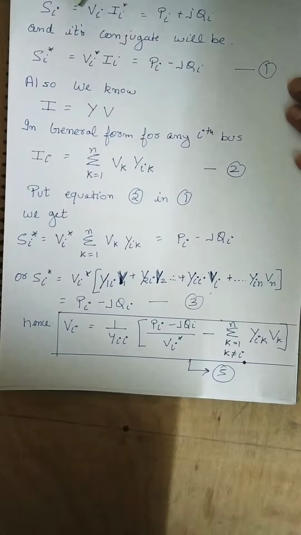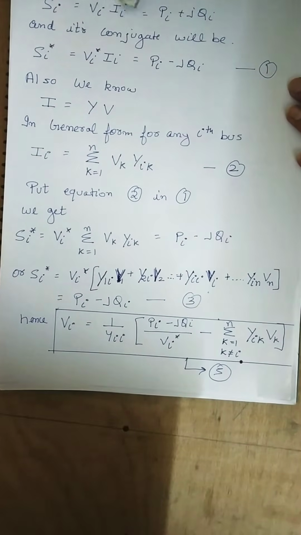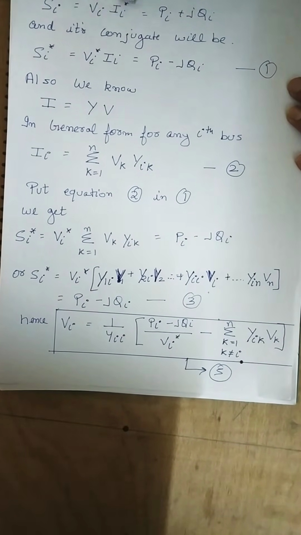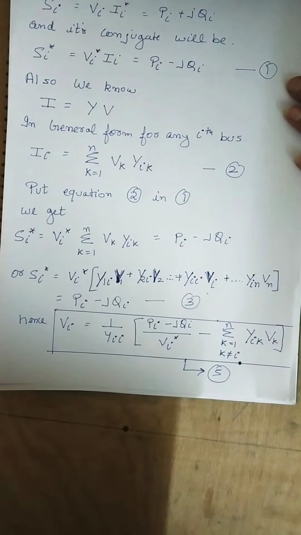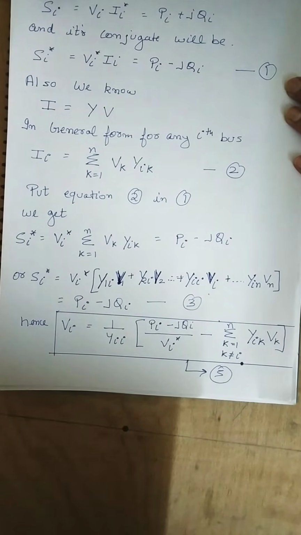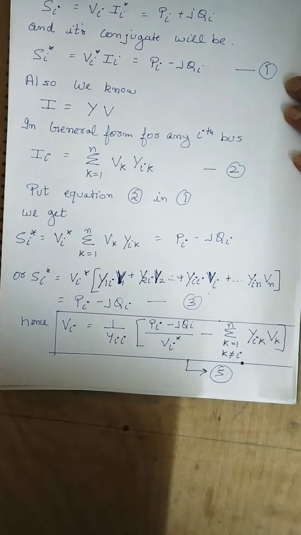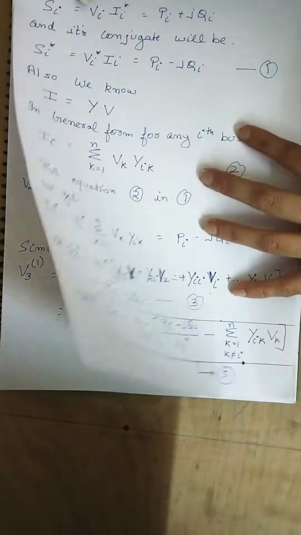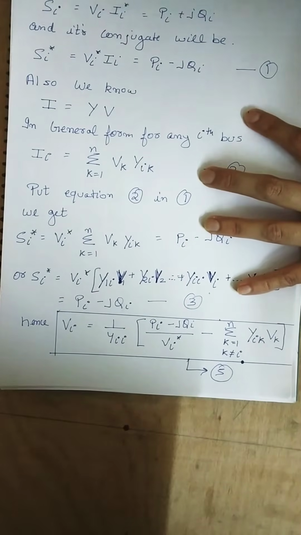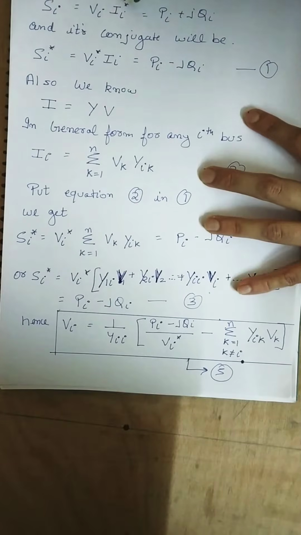Now to find the voltage equation, we have to eliminate this I term, the current term, from the system. So we'll write a simple complex power equation for any ith bus. So in an n-bus system, where i equals 1, 2, 3, 4 till n, for any ith bus the complex power is equal to Vi times Ii conjugate. Now I have already discussed why this conjugate comes.